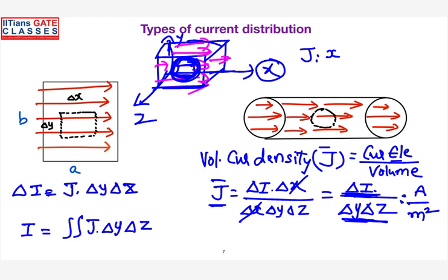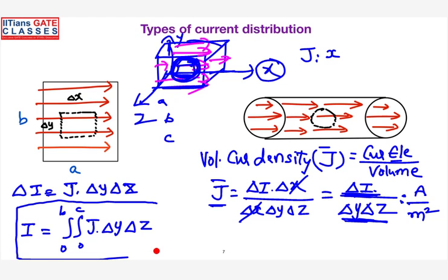So Y limits, if you say ABC is the units, A is the length and B is the width and C is the height. So in that case, you can say 0 to B and 0 to C. So this gives the total current enclosed by this full surface. Or in other words, you can say that the current can also be written as double integral of J into surface area.